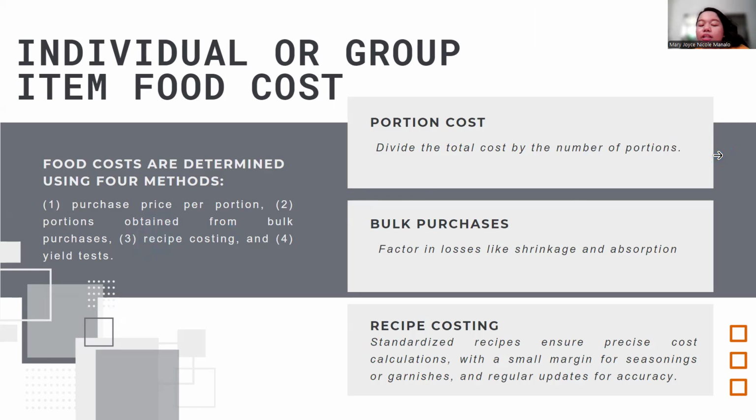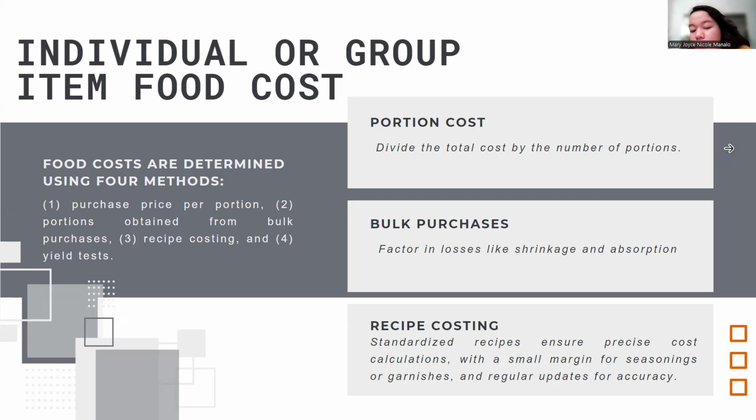So for calculating portion cost, if a food item is bought in portion sizes, its cost is simply the purchase price divided by the number of portions. For example, if five steaks cost $22.50 in total, each steak costs $4.50. This method is straightforward and commonly used in food calculation.